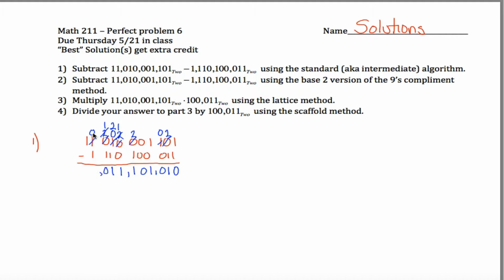I'm almost done here. I want to take away this last 1 here. I don't have anything. I got a 0 here. Better borrow from that guy. Makes that a 0, makes that a 2. 2 minus 1 is just 1. So my answer would be this weird number right here.